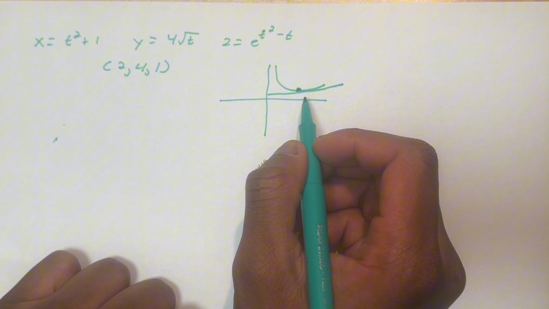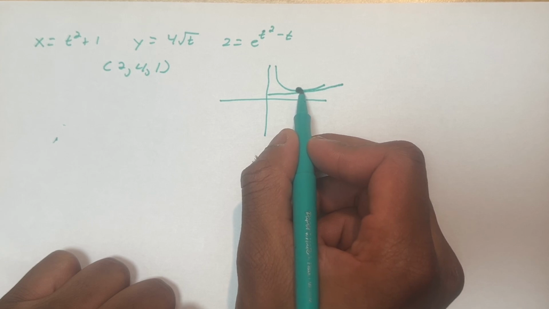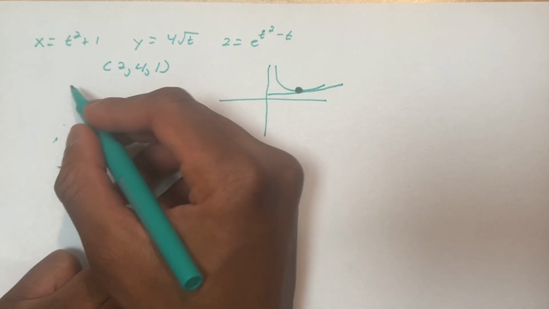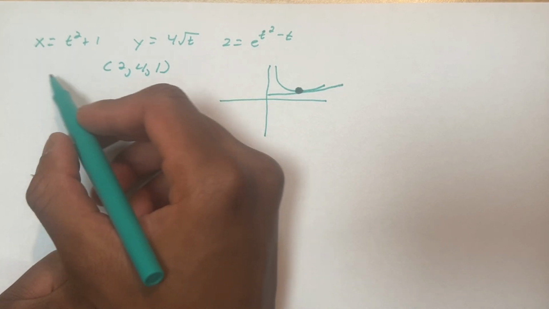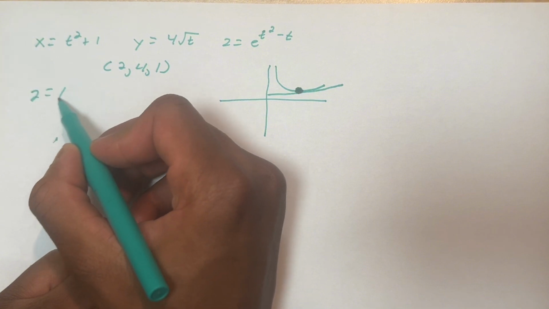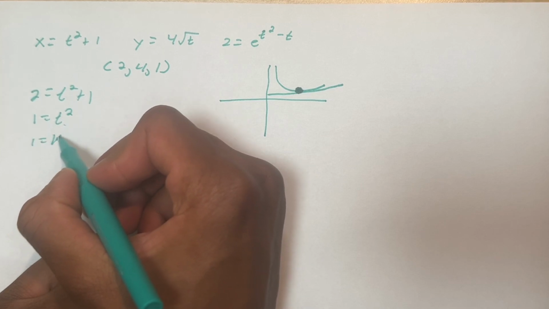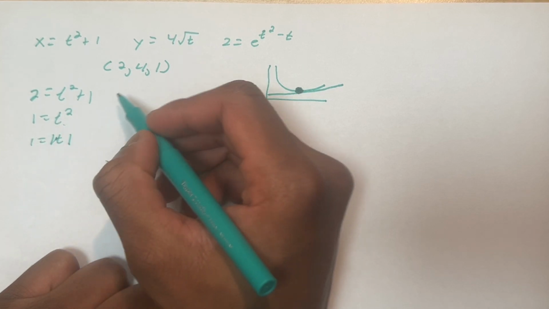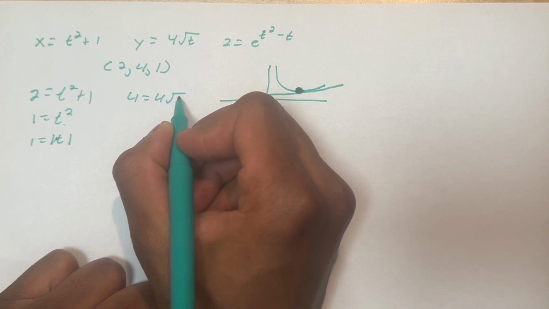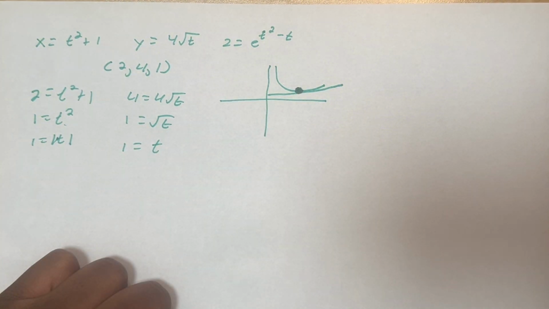So how do we do this? First we have to figure out what t is at that point (2, 4, 1). When we're at the coordinates (2, 4, 1), what is t? So how do we do that? Well, we could set these equations up. We have 3 equations. When x is 2, we have 2 equals t squared plus 1, so 1 equals t squared, 1 equals the absolute value of t. So t could be positive 1 or negative 1. And for our y component, we have 4 equals 4 square root of t, so 1 equals square root of t, so 1 equals t.